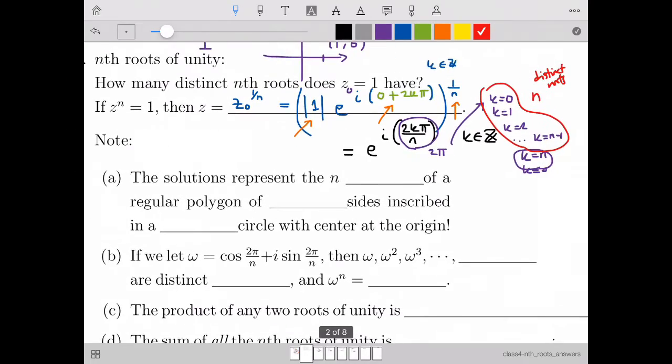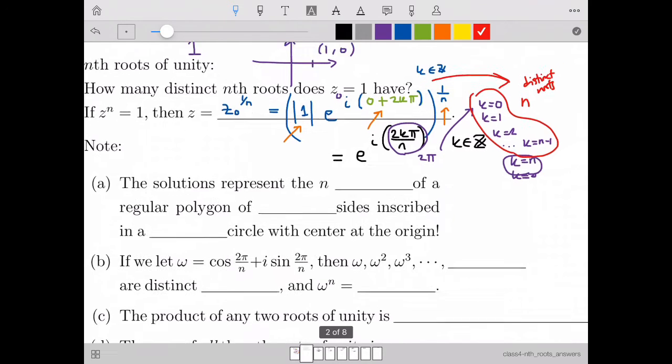So yeah, how many? The answer is n distinct roots. That's the answer. And the solutions, meaning the nth roots, represent the n blank of a regular polygon of blank size inscribed in a blank circle with center at the origin.